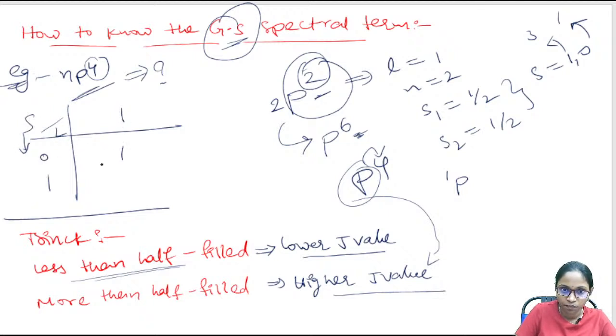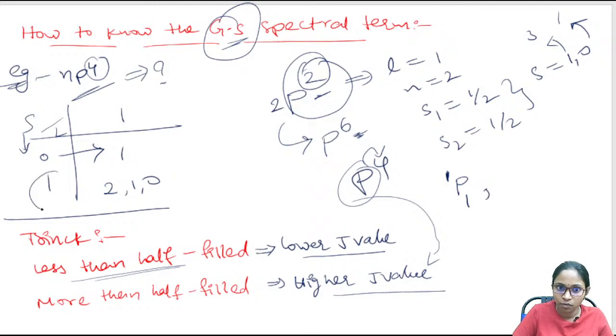0 plus 1 is 1, 1 plus 1 is 2, 1 minus 1 is 0. So 2, 1, 0 are the J values. Okay, for S equals 0, the multiplicity is 1, and we have P as L, and J is 1.